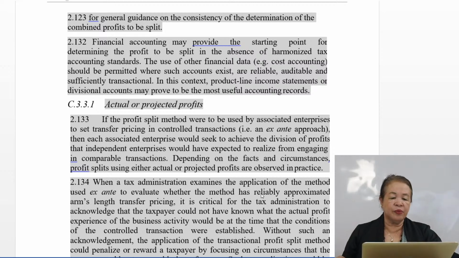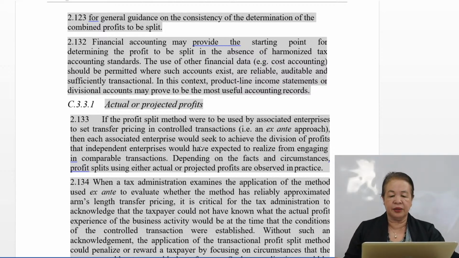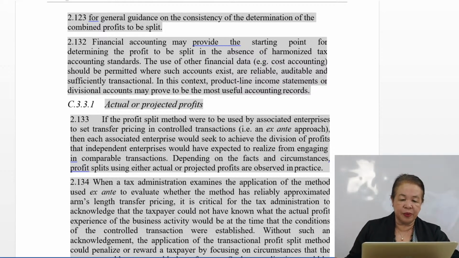No? So the use of other financial data, cost accounting, should be permitted where such accounts exist, are reliable, auditable, and sufficiently transactional. No? So in this context, product line, income statements, or divisional accounts may prove to be the most useful accounting records. No? So, starting point ng profit split, no? Applicable din, or we visit also the accounting standards, no? Okay. Or also we apply also the cost accounting, no?